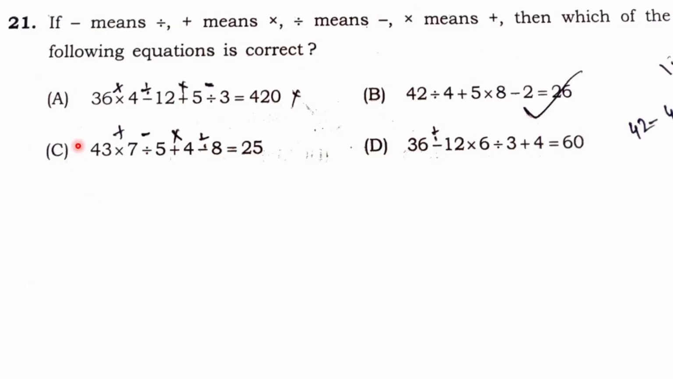This is another arithmetic problem. If minus means divide, plus means into, divide means minus, into means plus, then which of the following equations is correct? What we need to do here is replace the symbols with the new symbols, and then check whether the LHS is equal to the right hand side. Only for option B, LHS is equal to RHS, and we find the answer to be option B.